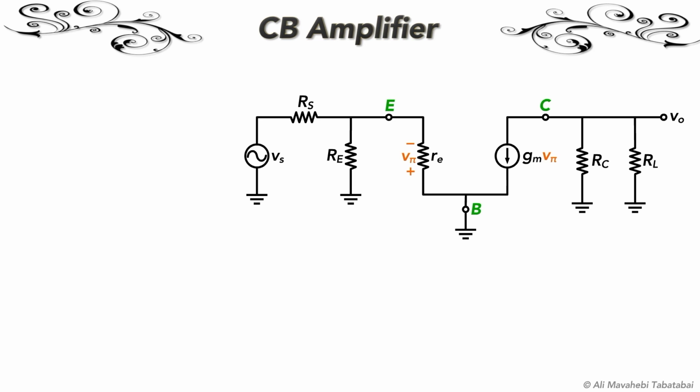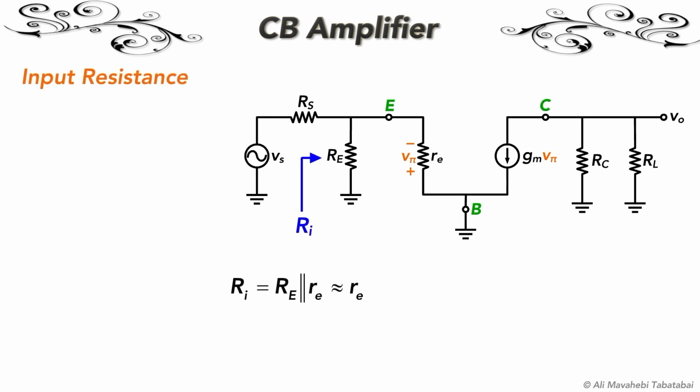But the big difference is that the signal is applied to emitter and base is AC grounded. You have to keep in mind that this is the T model, so the resistance between emitter and base is Re, not R pi. The input resistance of the circuit is emitter resistor in parallel with the small signal Re resistor. And since the small signal Re resistor is much smaller than resistor capital Re, the parallel combination is approximately equal to the value of a small signal Re resistor. Therefore, we can conclude that the input resistance of the common base amplifier is very small.